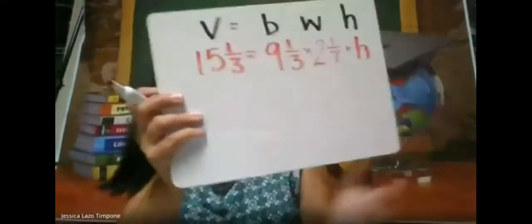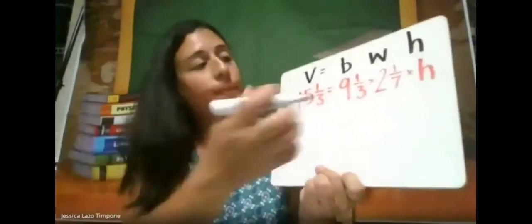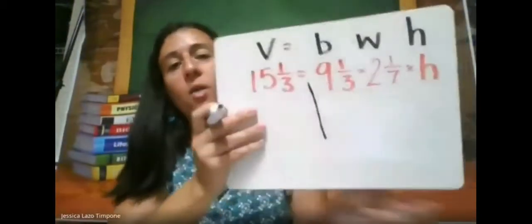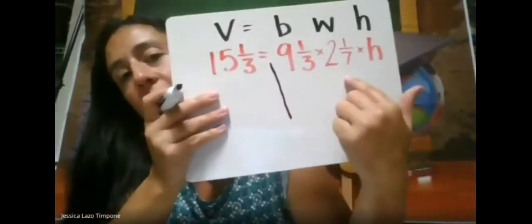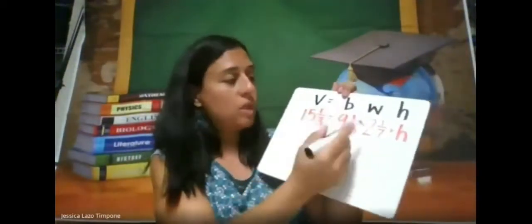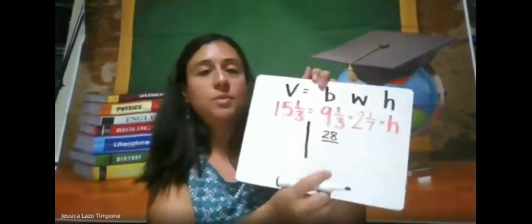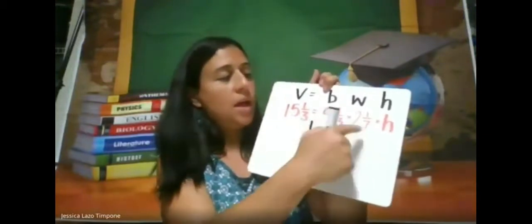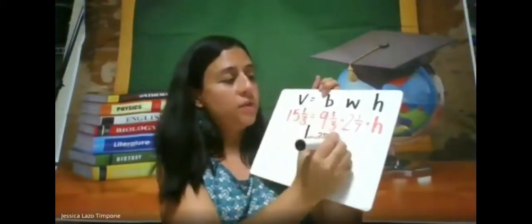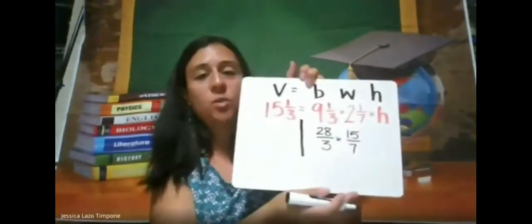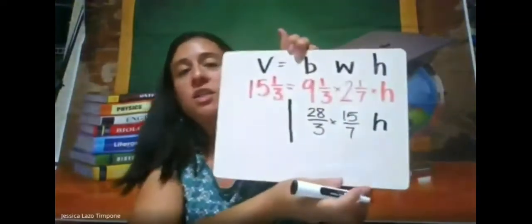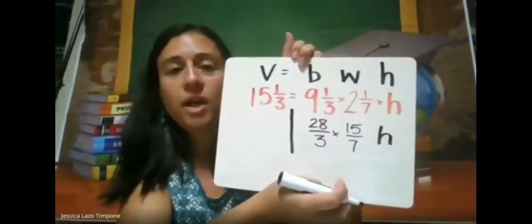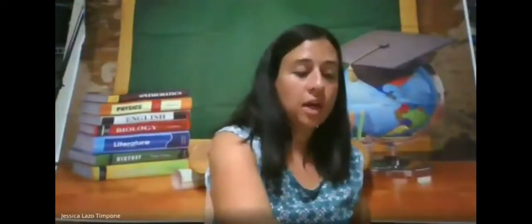So we're going to split this up just like we split up any equation where we have a variable. We're going to make our little wall. And what we're going to do is we're going to solve whatever we can on this side first. So the first thing that I have to do is I have to turn them into improper fractions. So 9 1/3 is 3 times 9 is 27 plus 1 is 28 over the same denominator, so that's 3. And this is 7 times 2 is 14 plus 1 is 15 over the same denominator, which is 7. And I'm going to leave my H just hanging out there, and I'm just going to solve these two right here. So I'm going to do that with another board so that we can do it neatly.